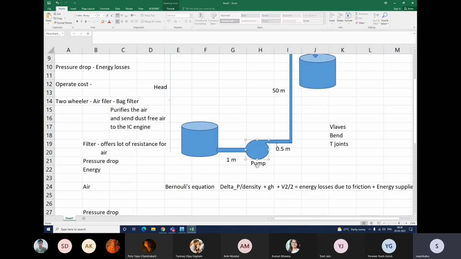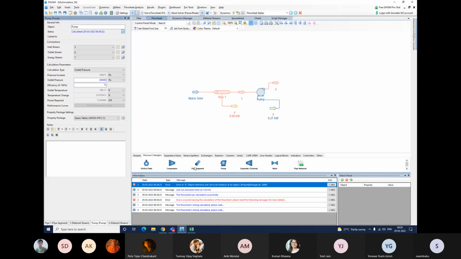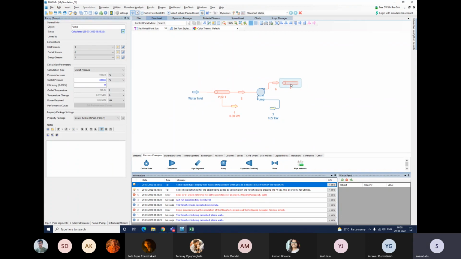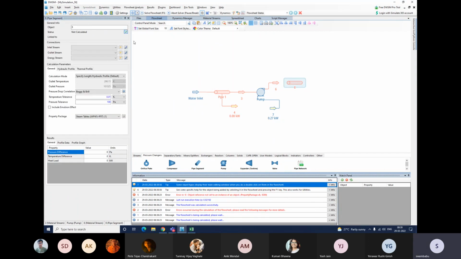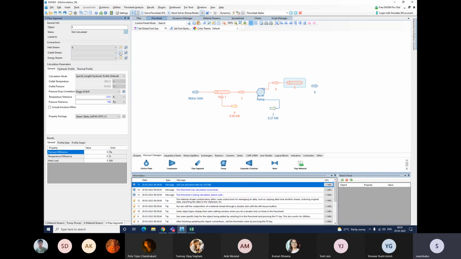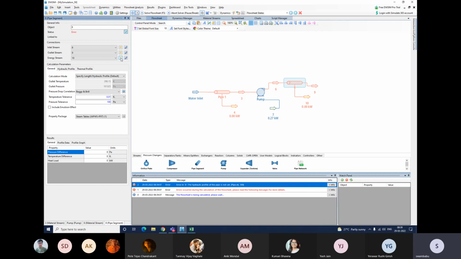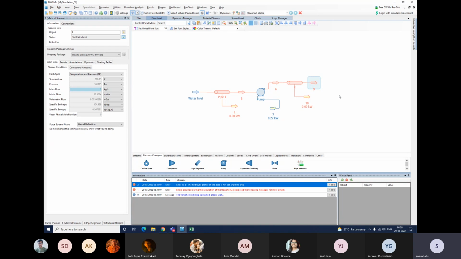Now, from this pump, we have another pipe segment which is 0.5 meters. So I'll just put the pipe segment here. Inlet to this one will be stream 6, and the outlet stream is created, and the energy stream. Again, why are we using an energy stream? Because I just explained we can have a trace heated pipe or insulated pipe, depending on the requirement.